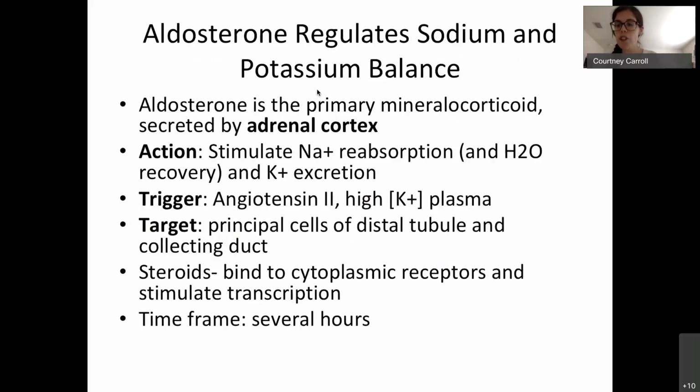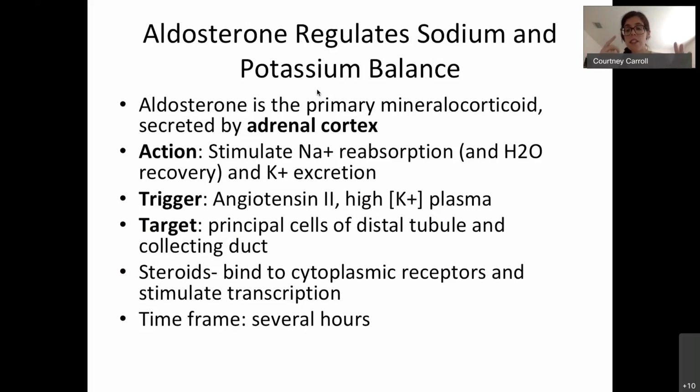The other, downstream from angiotensin II, we have aldosterone. This is the mineralocorticoid secreted by the adrenal cortex. It's going to stimulate sodium reabsorption. Remember, water will then follow that sodium. It's going to excrete more potassium. It's triggered, again, by angiotensin II, or it can also be triggered from the adrenal cortex with high plasma levels of potassium. And then it's going to target the distal tubule and the collecting duct.